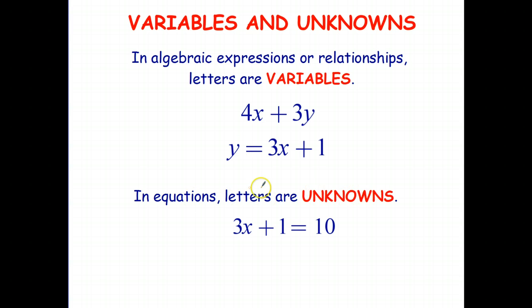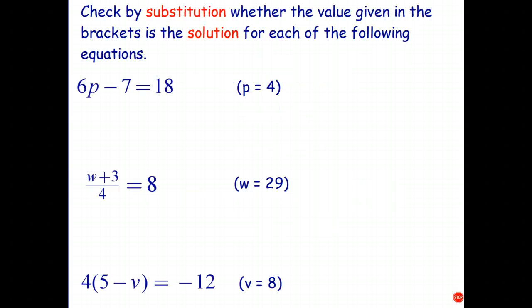In equations, there's usually only one, sometimes two, but usually only one value of X that makes the equation true. So rather than calling them variables, which implies the value of X can vary, we call them unknowns. So X is a number, but we don't know what it is yet. And we solve equations to figure out what the value of the unknown is.